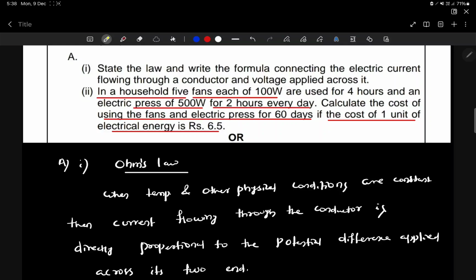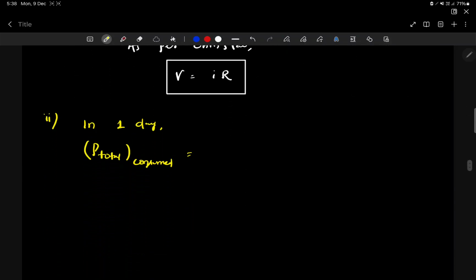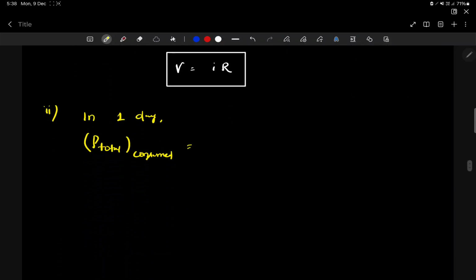So 5 fans each of 100 watt are used for 4 hours daily and an electric press of 500 watt for 2 hours every day. So our aim is to calculate in one day what is the total power consumed. That means total power consumed by 5 fans plus power consumed by the electric press, one electric press. So total power of 5 fans is what? Number of fans into power of each fan, that is 5 into 100, that is your 500 watt, and they are operated for 4 hours continuously in a day.